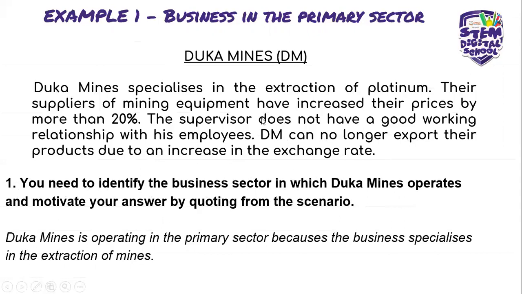So guys, from this scenario, you need to see what type of business sector it is. We can see because they spoke about the extraction of platinum. Extraction of platinum will be seen as your mineral resources, basically. Because it will be seen as your mineral resources, this will be classified as your primary sector. So now your answer will be: Duka Mines operates in the primary sector because the business specializes in the extraction of platinum, which is your mineral resources. Therefore, that's how you see that this is your primary sector.